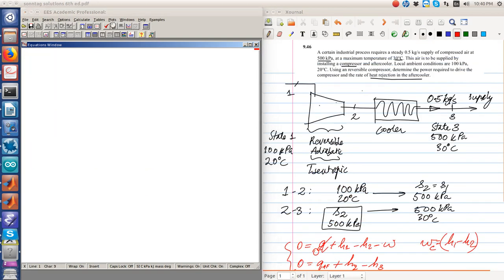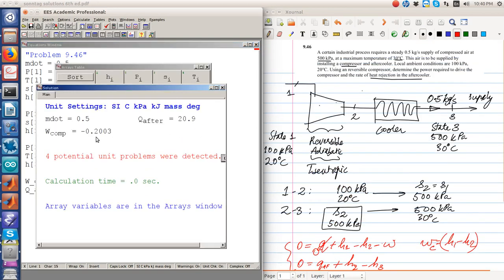So let's see. The work input to the compressor is 0.2 kilowatt. The heat exchanged is 20.9 kilowatt.